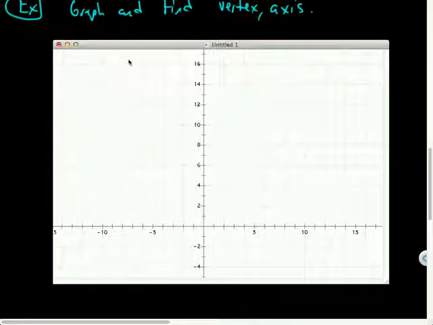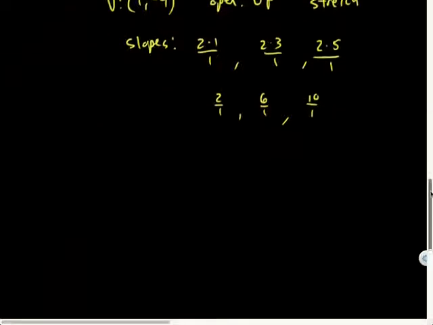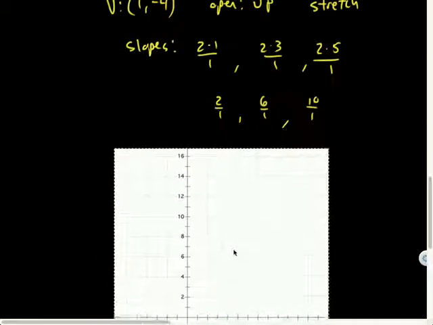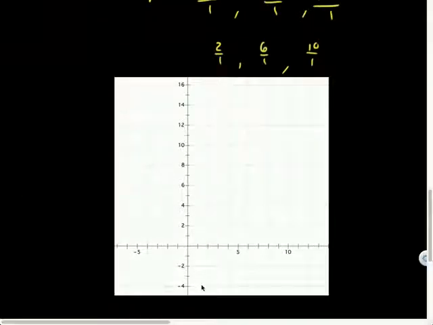That sounds good to me. Somewhere like that. And you guys have graphed these before. It's going to be the same sort of thing. So the vertex is at over 1, down 4, right?